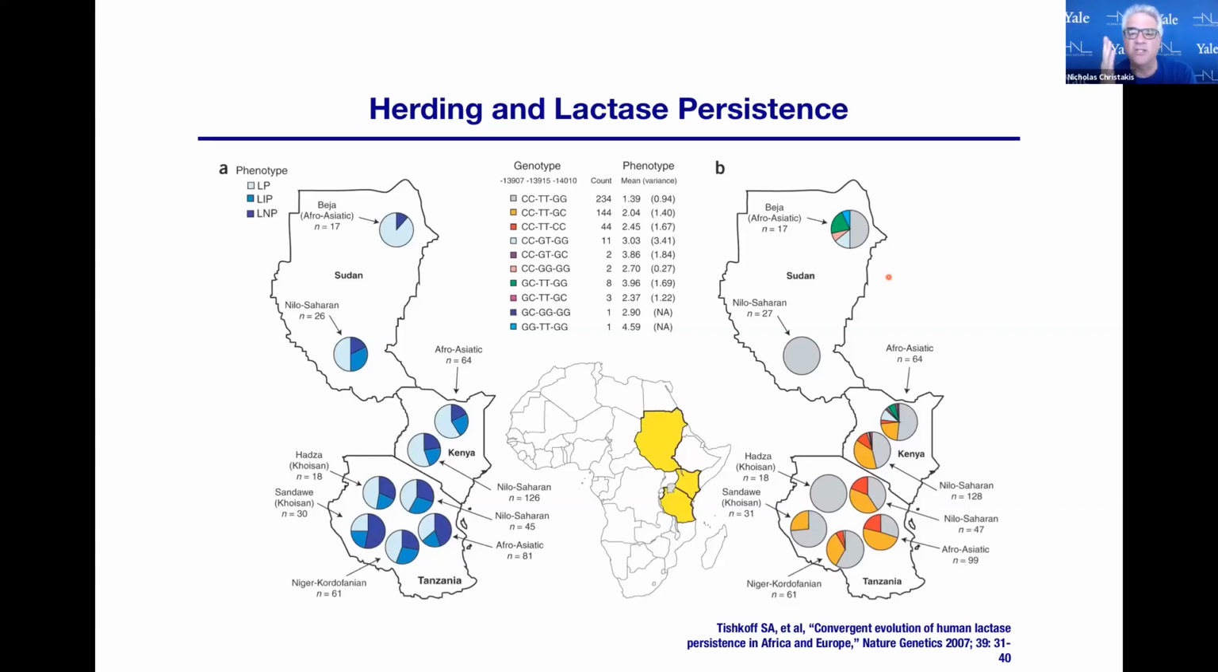So why can any of us, those of us that can digest milk as adults, drink milk and derive nutritional value from it? It turns out the reason for this is that between 3,000 and 9,000 years ago, in multiple locations, principally in Africa, human beings domesticated milk-producing animals, cows and goats and sheep and camels. And therefore, suddenly our environment was changed and there was milk in our environment.